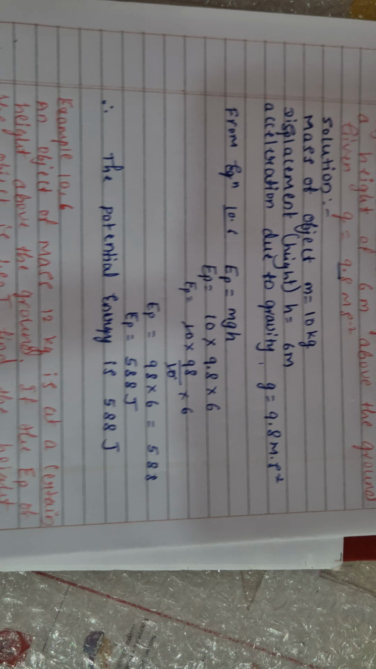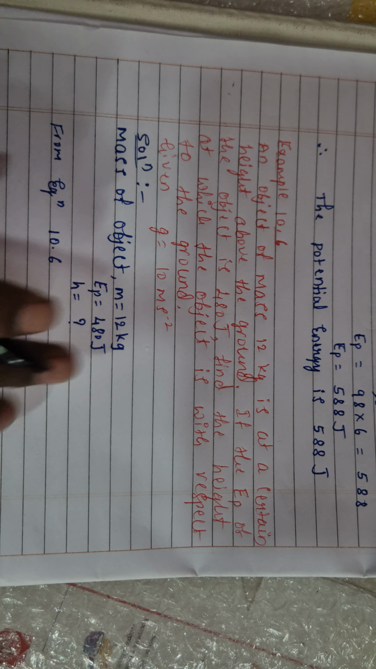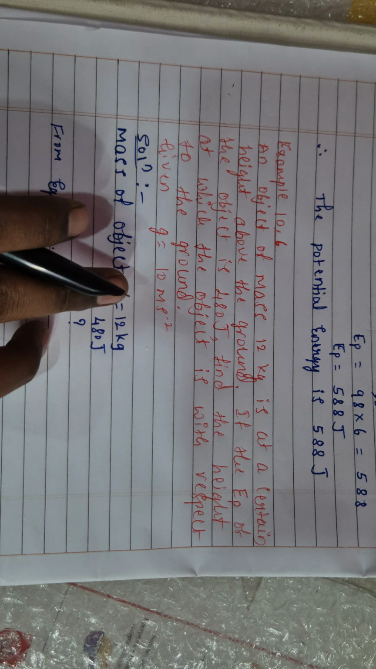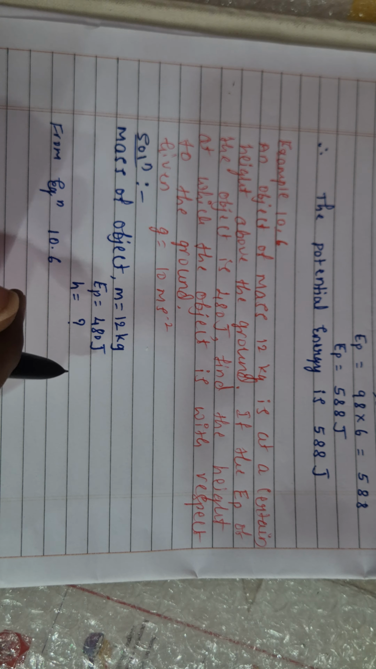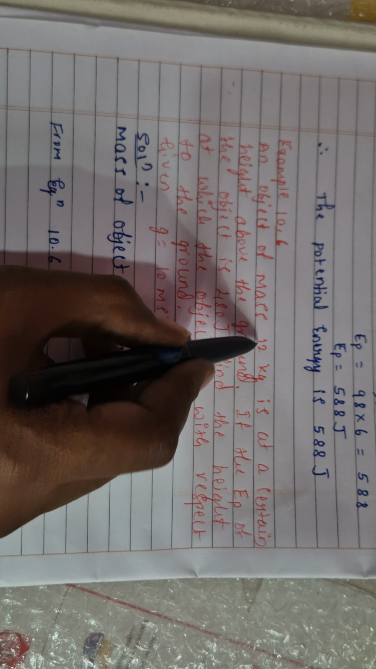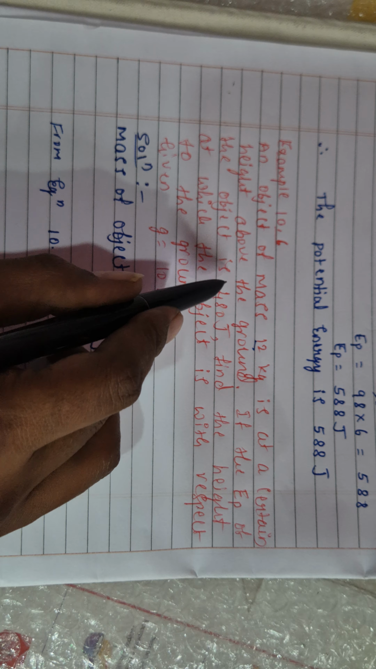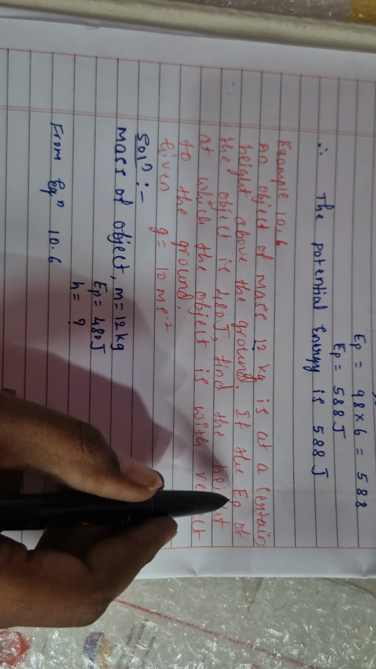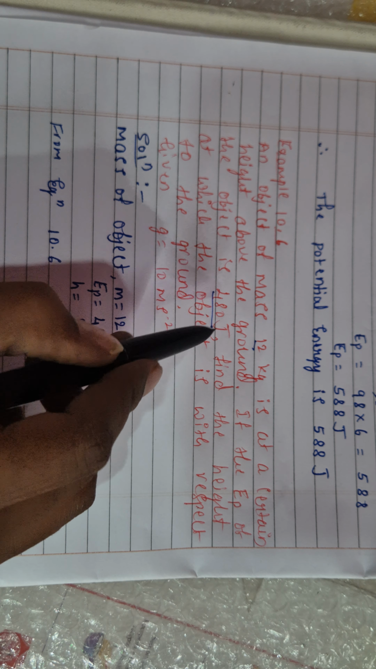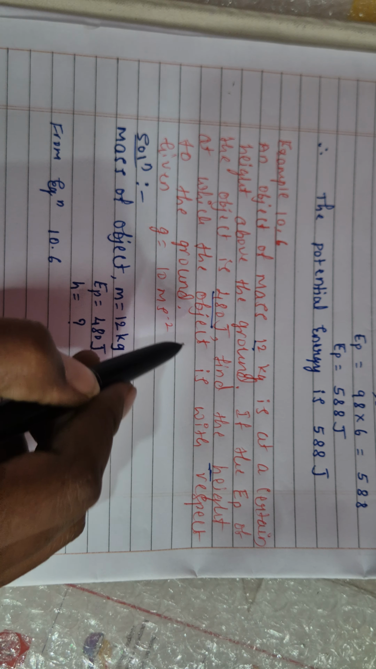This is problem 10.5. Here we have another simple problem. In this case we have to find the height, since the potential energy is already given. The problem is: an object of mass m is 12 kg at a certain height above the ground. If the potential energy of the object is 480 joules, find the height at which the object is with respect to the ground.